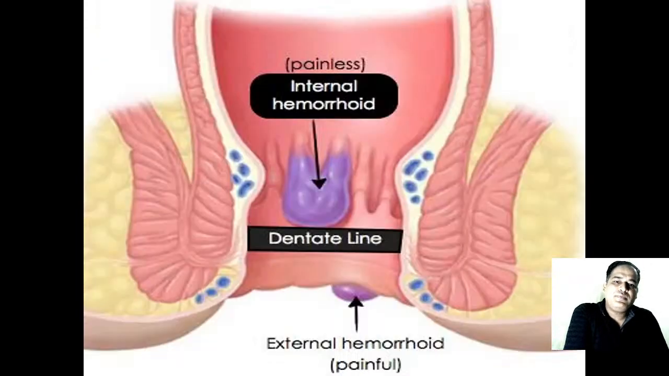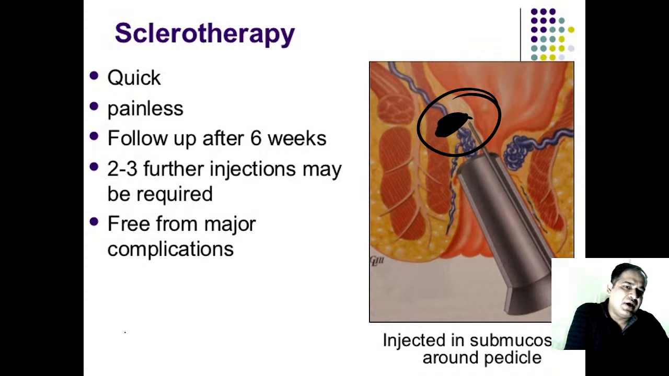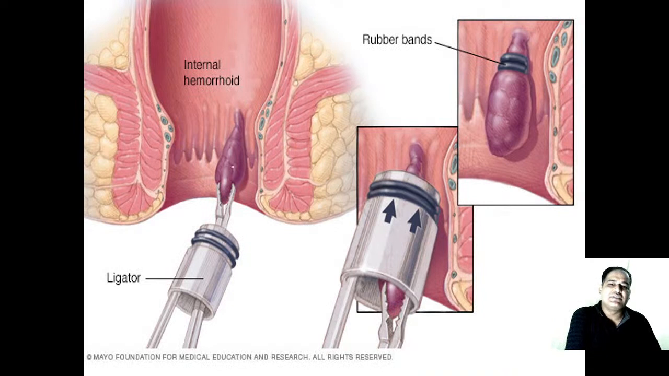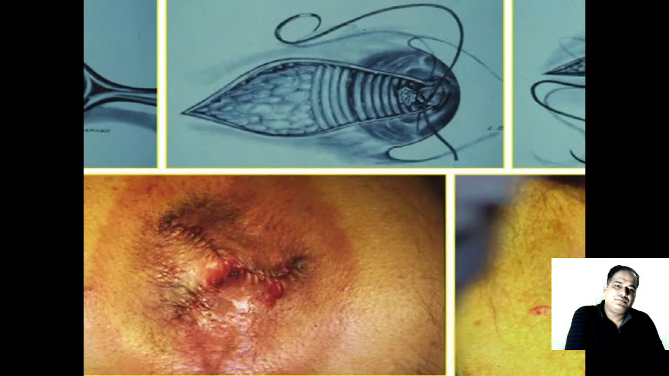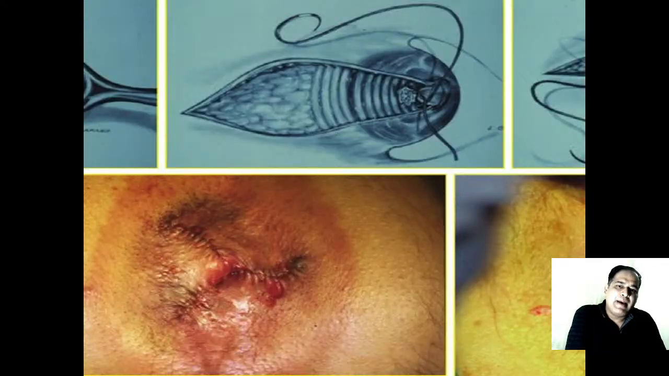Now you see here, this is how we do sclerotherapy. We will insert an irritating chemical here that will cause fibrosis, scarring, and contraction, so the dilated venules will be retracted. This is band ligation, done for second degree hemorrhoids. This is the hemorrhoid surgery done for third degree and fourth degree hemorrhoids.